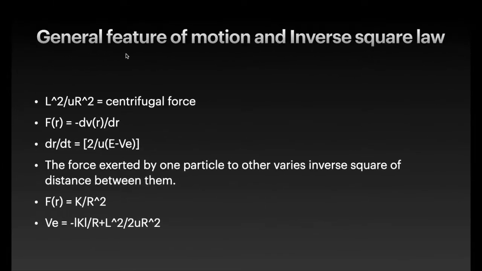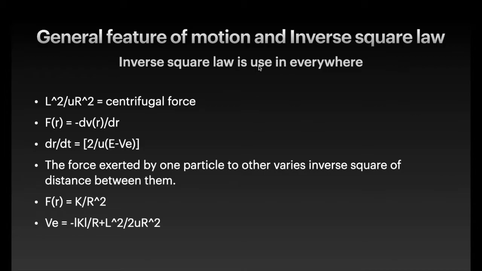In the general feature of motion, an inverse square law is used everywhere. In there, L square upon mu r square is the centrifugal force. F(r) is minus dV(r) by dr, where V is the potential energy. dr by dt is the square root of 2 upon mu (E minus V(r)), where V is also the potential energy and E is the total energy.